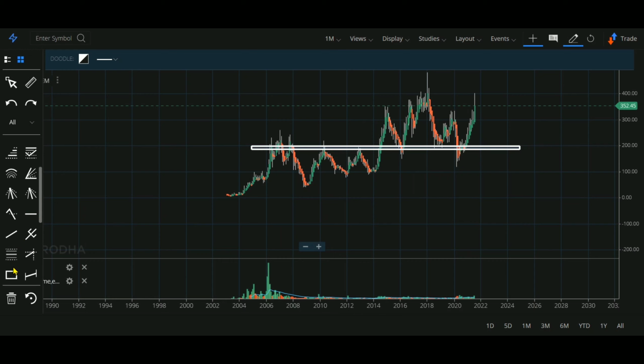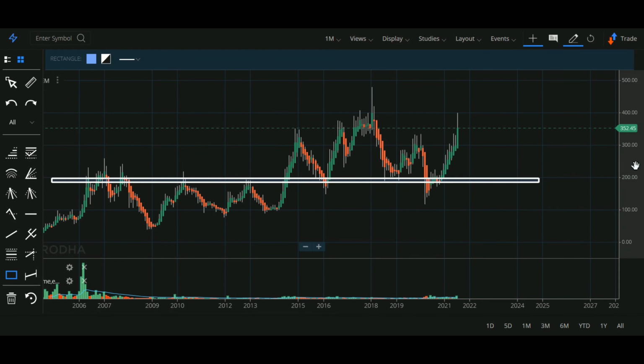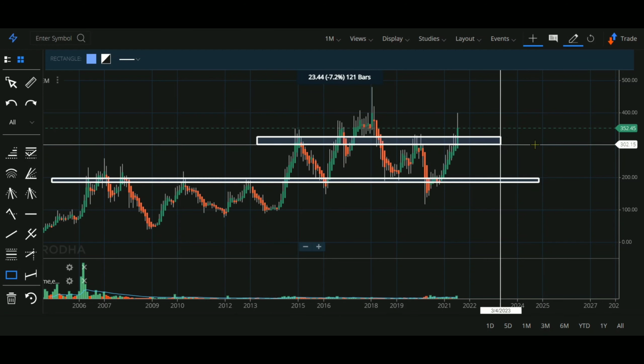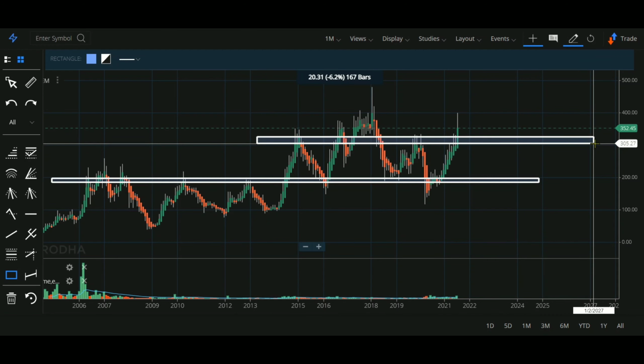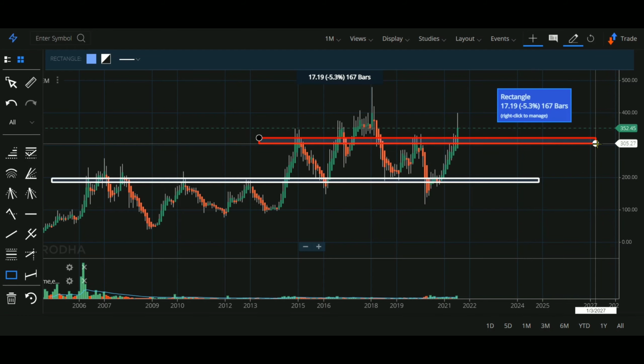Now what I'm going to do is I'm going to mark certain other zones in this chart. I can see that the price has got rejected over here. Price has got rejected over this area, over this area. So let me just draw a zone over here, which simply means that the stock is supporting this zone as well.